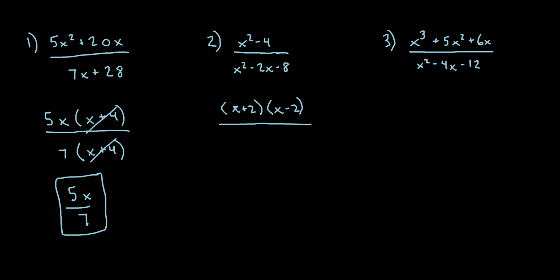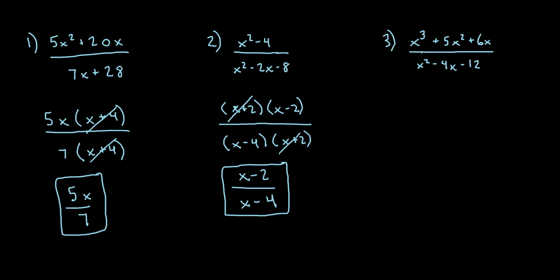And on the denominator, we have x squared minus 2x minus 8. To factor that, we can think what terms multiply to negative 8 and add to negative 2. That would be a negative 4 and a positive 2. So we'll write x minus 4, x plus 2. And once again, we'll see that in the numerator and the denominator, there are terms that we can cancel out. So this x plus 2 will just get canceled out, and we're left with x minus 2 over x minus 4. And that is our final answer on this one.